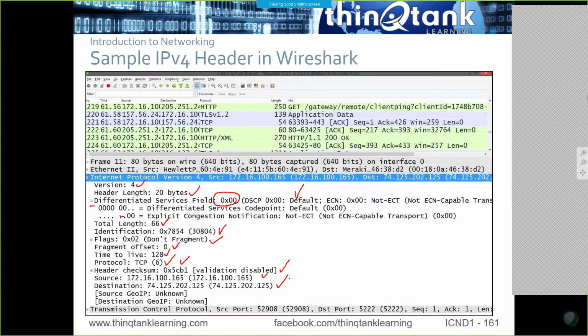So what tells it that the checksum is disabled? Part of the flags. Some of the flag settings. We see the flags are marked as hex 02. That means that we're not fragmenting and we're not verifying the checksum. Okay.